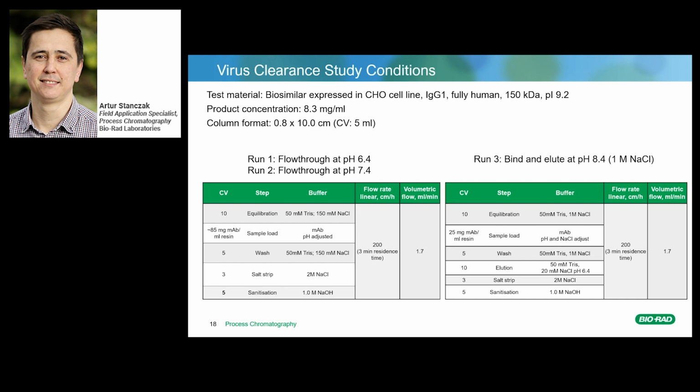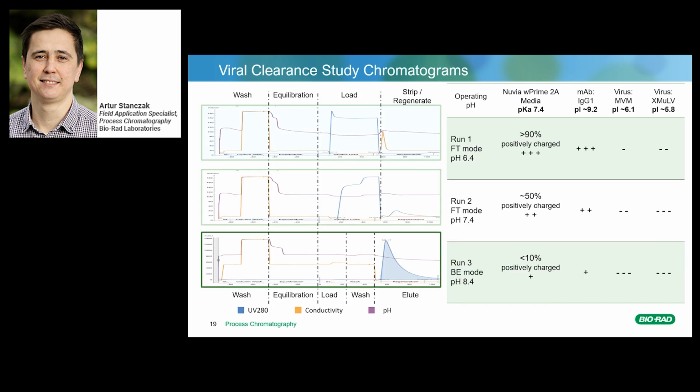For flow-through application, loading was approximately 85 mg mAb per milliliter of resin, whereas for bind and elute mode, loading was approximately 25 mg of monoclonal per milliliter of resin. This slide shows the chromatogram from the actual virus clearance run. As pH increases, the charge of both the ligand and the mAb decreases, reducing repulsion and enhancing hydrophobic interactions.